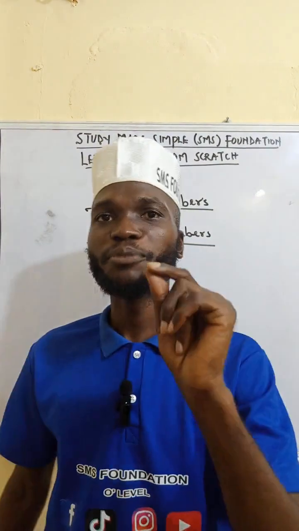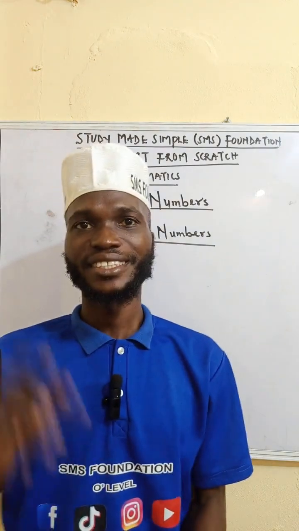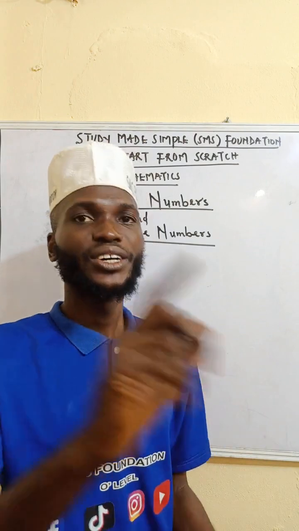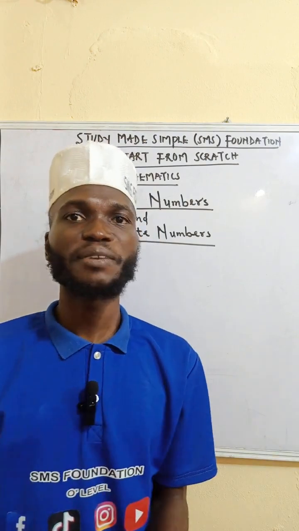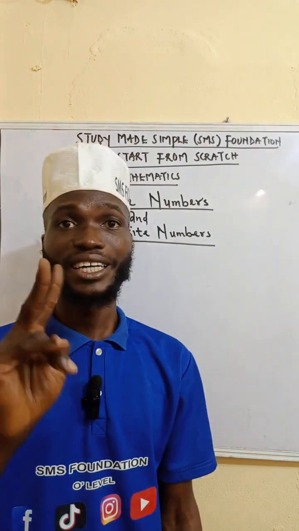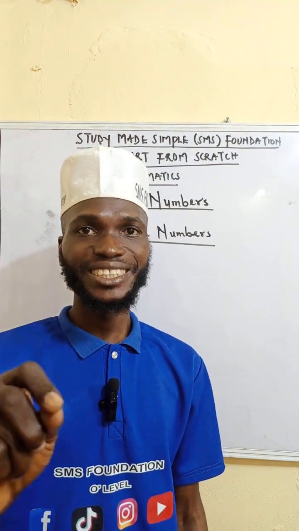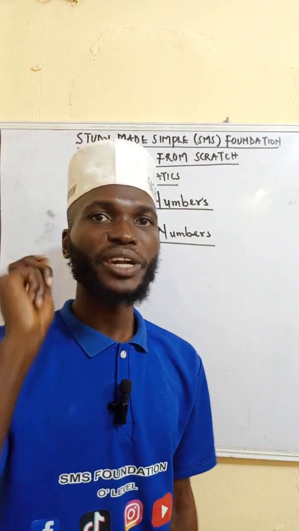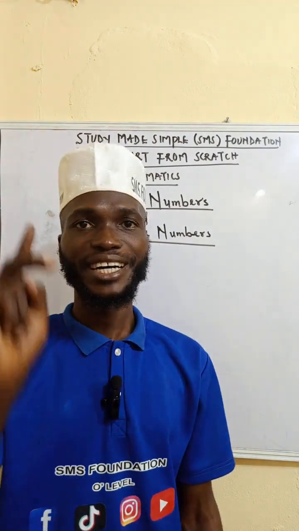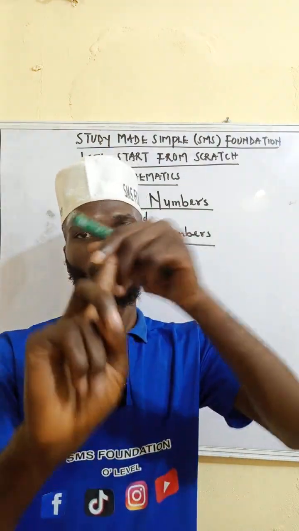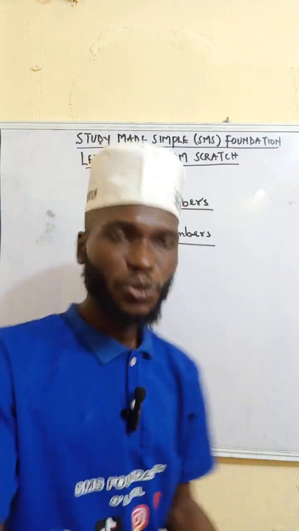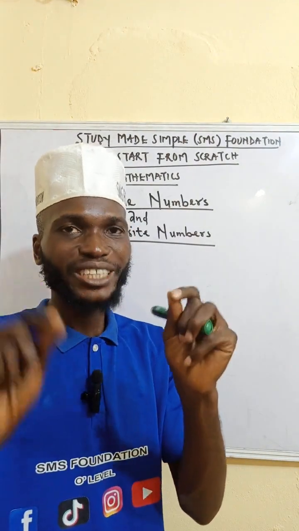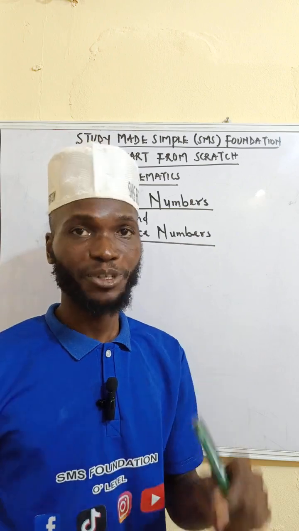Now, prime numbers are numbers that can only be divided by one and themselves. Or in another way, we can say prime numbers are numbers that have only two factors, one and themselves. So let me singularize it. A prime number is a number that has only two factors, one and itself. Good. Between 1 and 100, this is a fact. Between 1 and 100, we have 25 prime numbers.